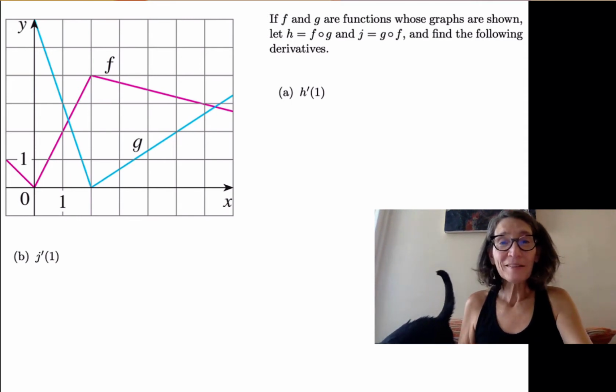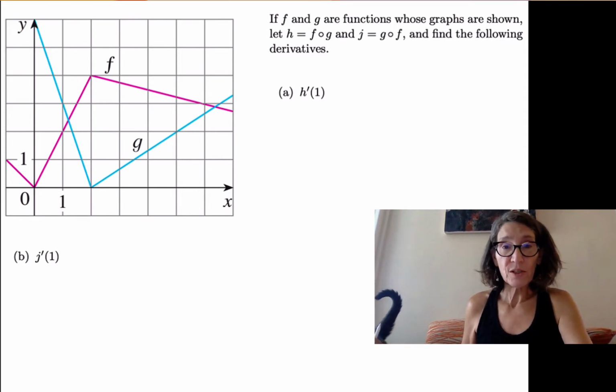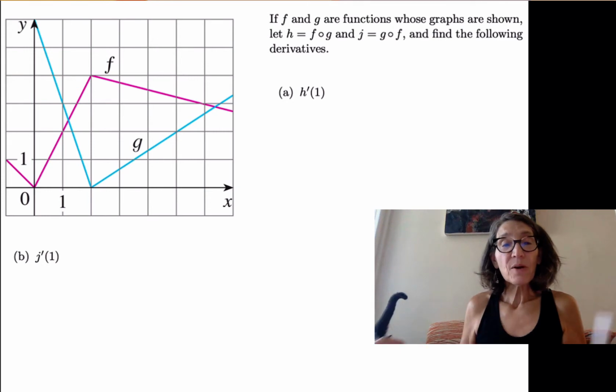Hi, welcome back. In this video, we're going to look at the chain rule from a graphical perspective. We're given two graphs, the graph of F, the pink graph, and the graph of G, the blue one. And we're told that H is the composite function F composed with G, and J is the other composite, G composed with F. In part A, we're asked to find H prime of 1, and in part B, we're asked to find J prime of 1.